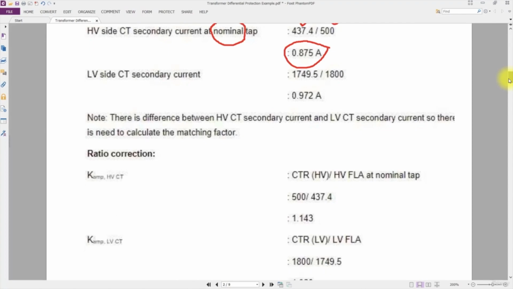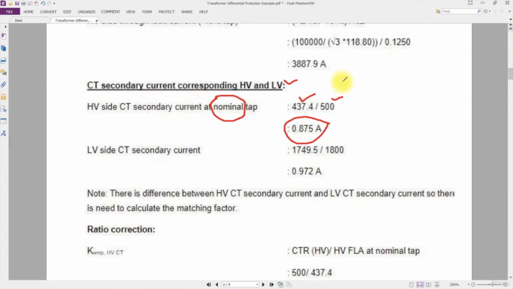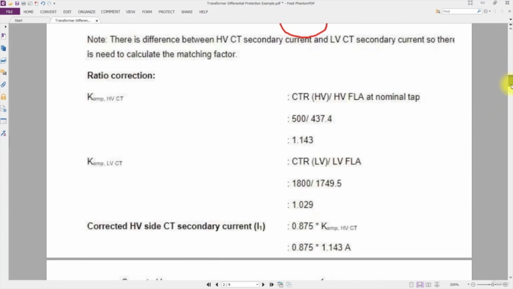Further note that there is a difference between the HV CT current and the LV CT current, so you need to calculate the matching factor. Even at balanced condition, after putting in the CTs, there is a difference between the HV and LV currents. It means there will be a differential current if we do not put any matching factor in the numerical relays. Nowadays in numerical relays you just need to put in these factors. But in the older electromechanical relays, we had to use matching CTs to compensate the ratio and phase shift errors.